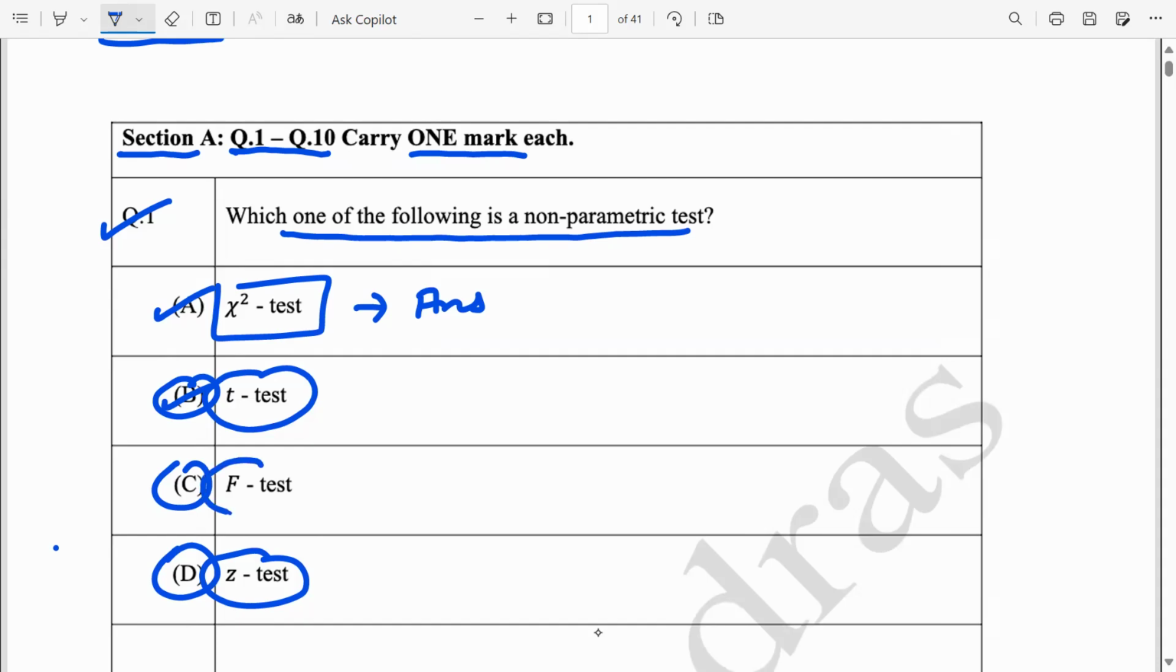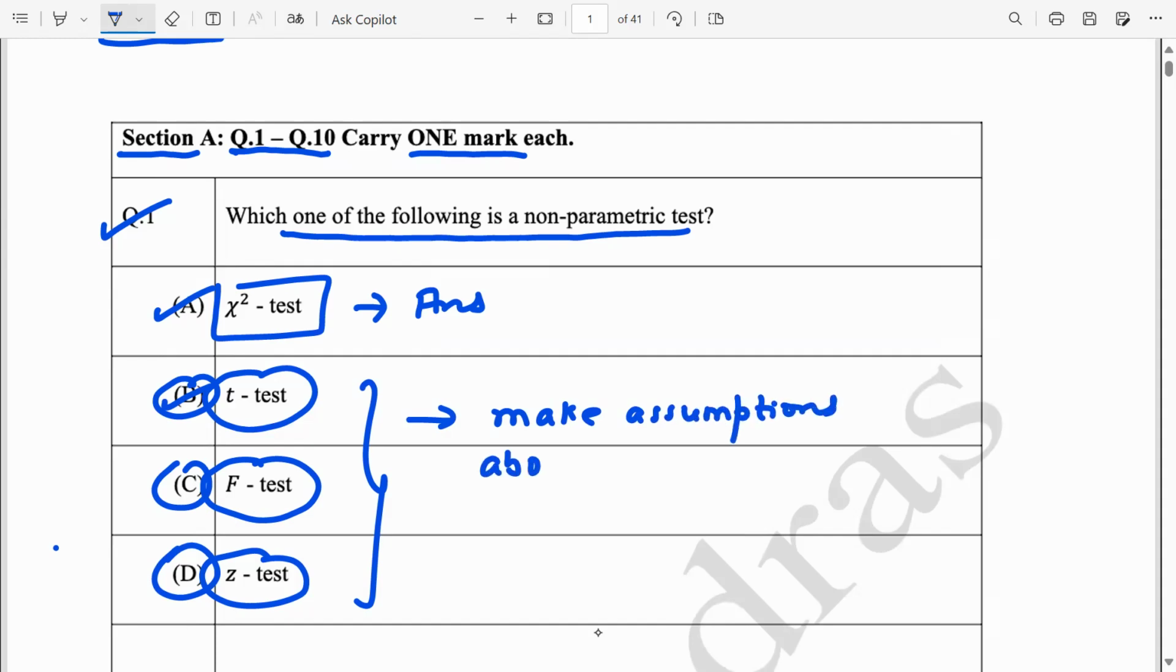F test is also called the variance ratio test, and it also assumes that the distributions are normal. So these all make assumptions about the underlying distribution. Chi-square is the only test which is not concerned with the underlying distribution.